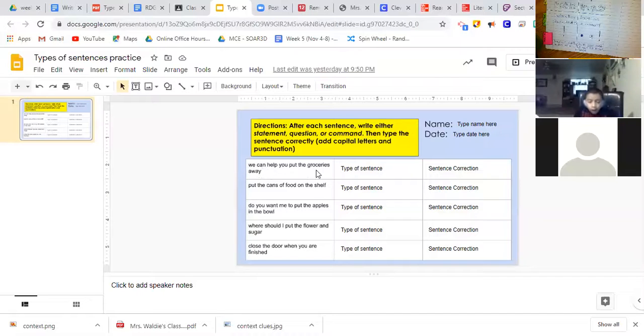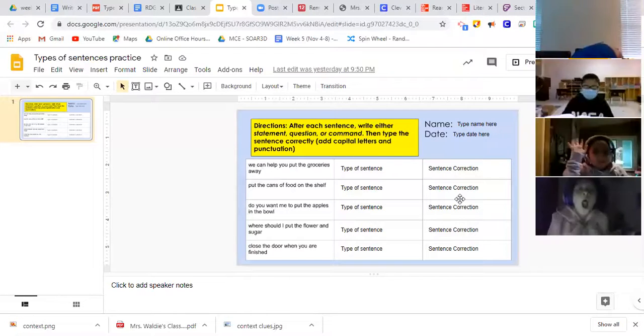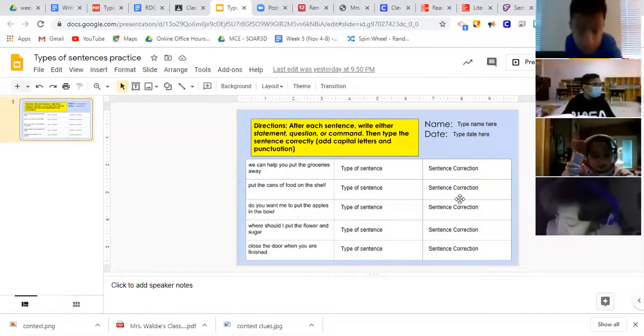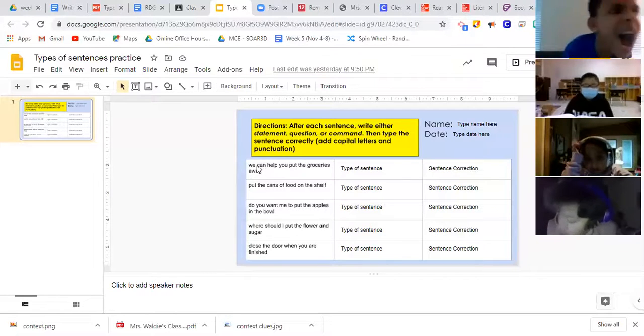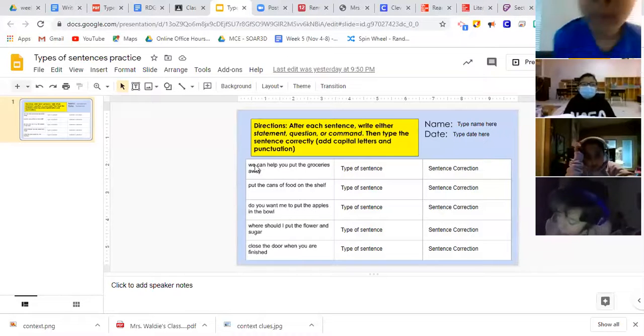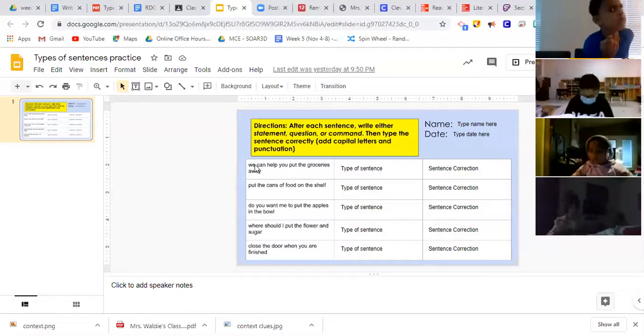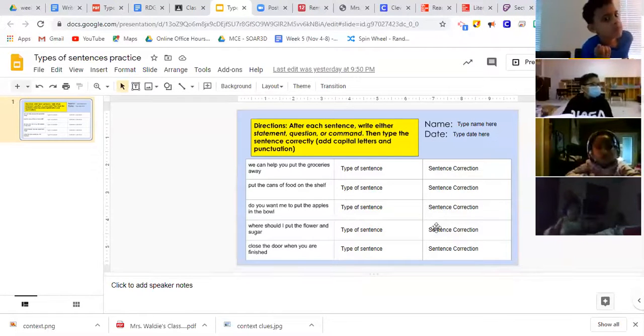We can help you put the groceries away. Is that a statement, a question, or a command? Who wants to tell me? Miracle Rios, what do you think? A question. So now, Miracle, remember, question sentences begin with the question word. Look at the word we. Is that a question word? No, right? So that wouldn't be a question.